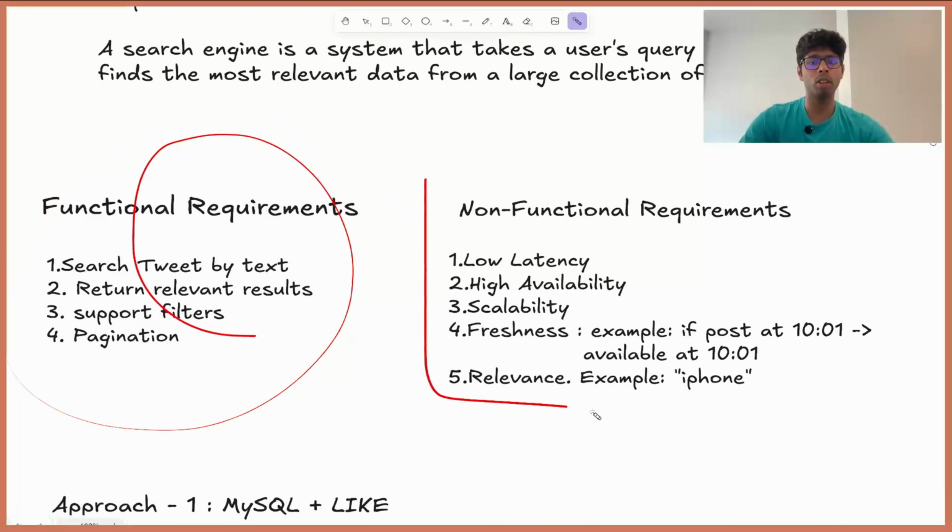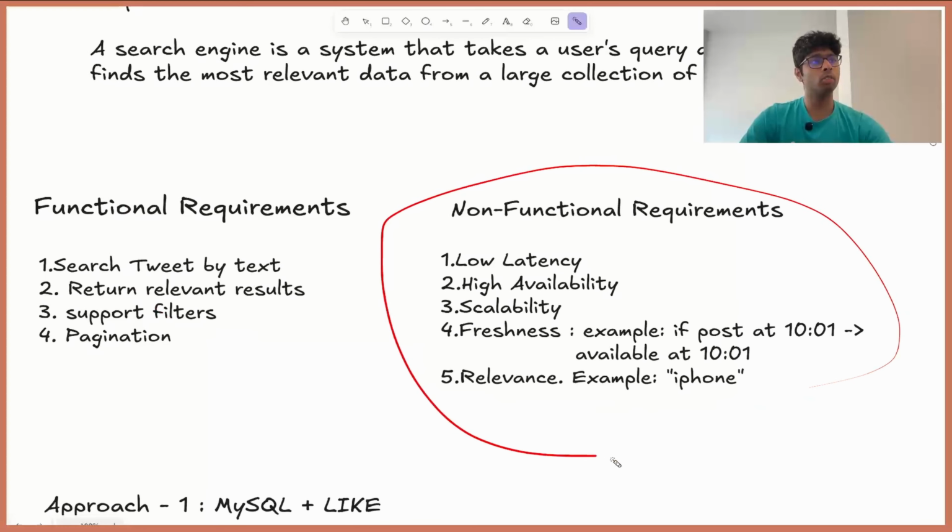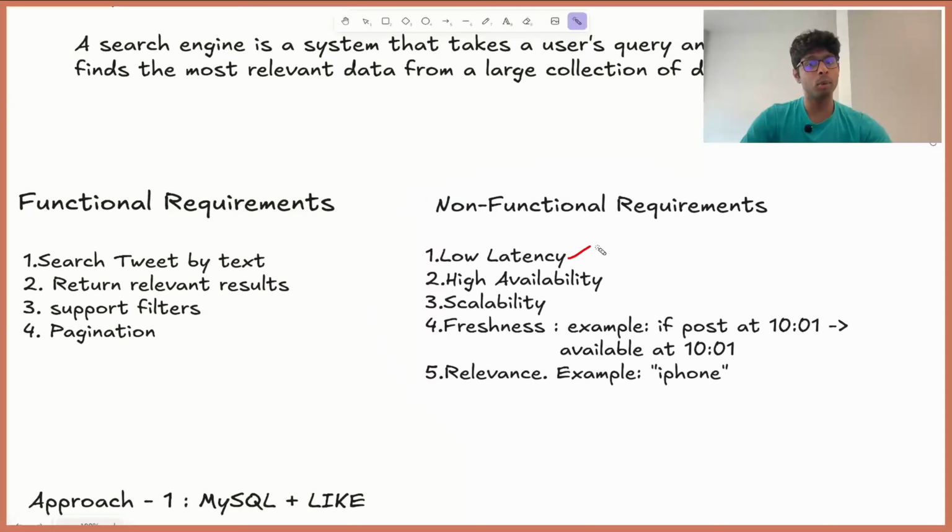Now we are going to talk about the non-functional requirements. In the non-functional requirements, it should support low latency. It should be very fast and highly available. It should not go down. It should give some response to the user. It should be scalable, supporting, let's say, millions of tweets, not even millions, billions of tweets.